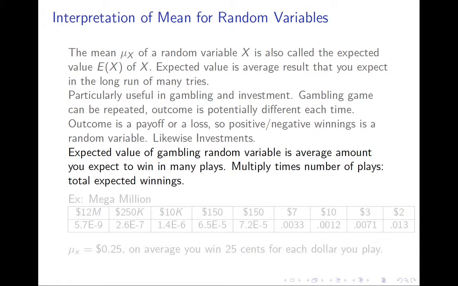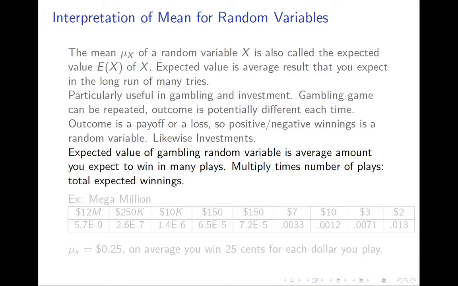Here's what the expected value tells you in, say, a gambling game. It tells you the average amount you'd expect to win in many plays. So you spend all night at the craps table. You'll win some, you'll lose some, but in the long run, by the end of the night, you will have won or lost an average per game that's very close to what you would calculate by calculating the expected value.